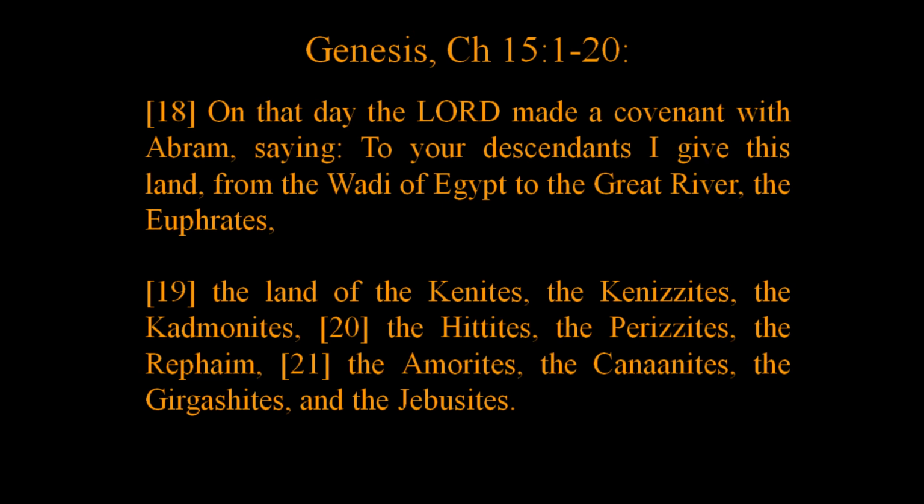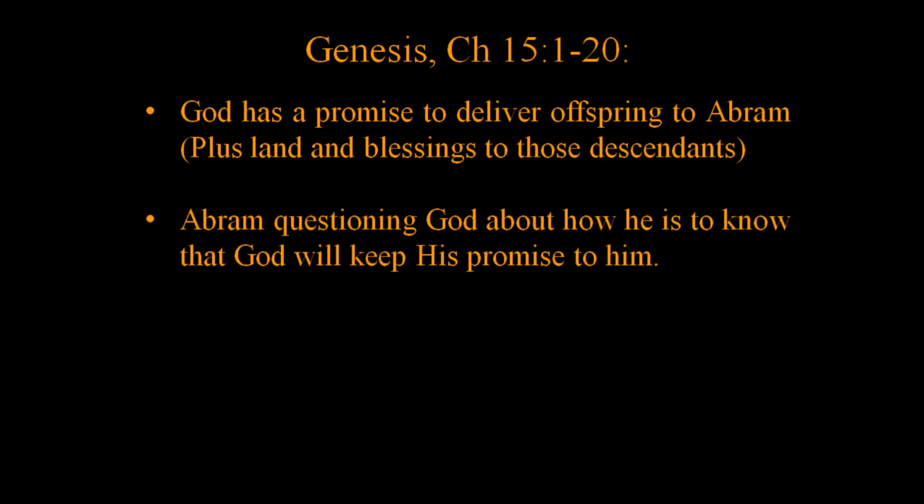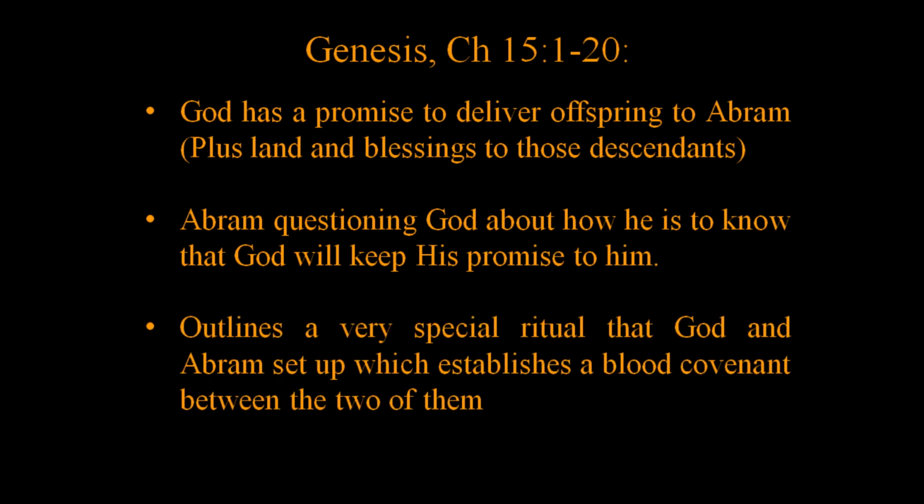At its basic core, this chapter in Genesis does 3 things. It shows that God has a promise to deliver offspring to Abram, and then land, and then blessings to those descendants. Then it shows Abram questioning God about how he is to know that God will keep his promise to him. Finally, it outlines a very special ritual that God and Abram set up, which establishes a blood covenant between the two of them, which shows how serious God is about his promise.